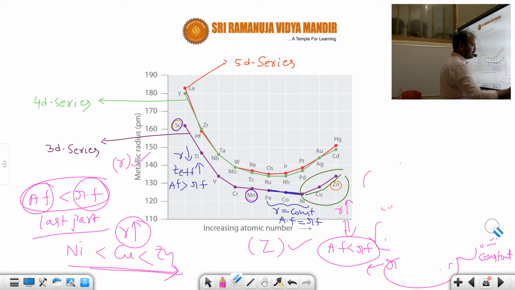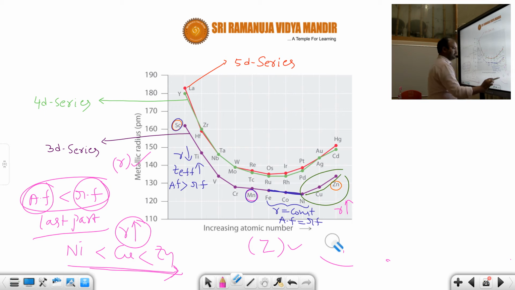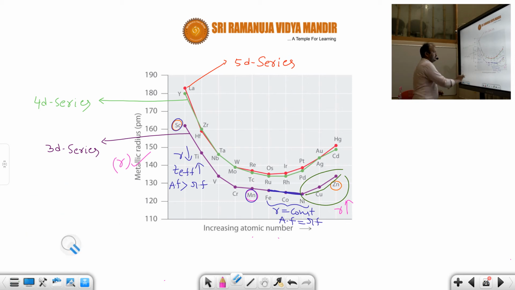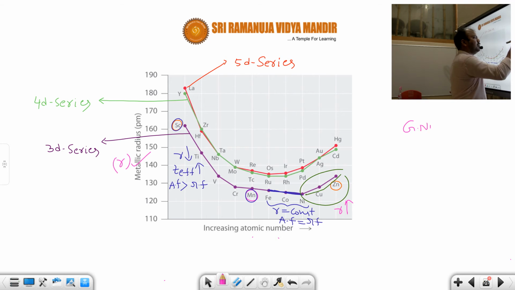Generally in the periods, from left to right, atomic radius values decrease. From left to right along the period, atomic radius values decrease. I am saying about the 3d series. Next, what will be there? 4d and 5d series. Take group number 3. In group number 3, what will be there? Scandium, yttrium, lanthanum. This is the group.